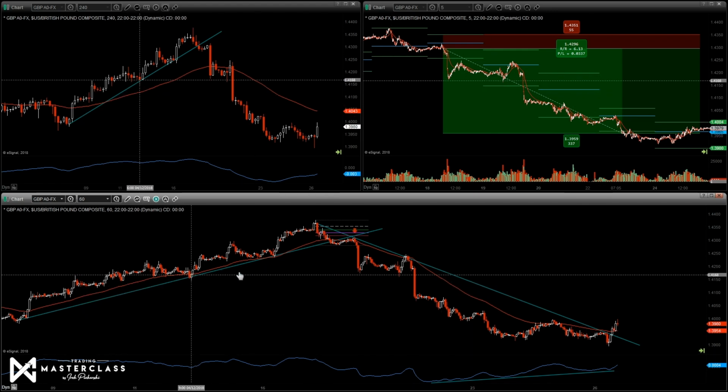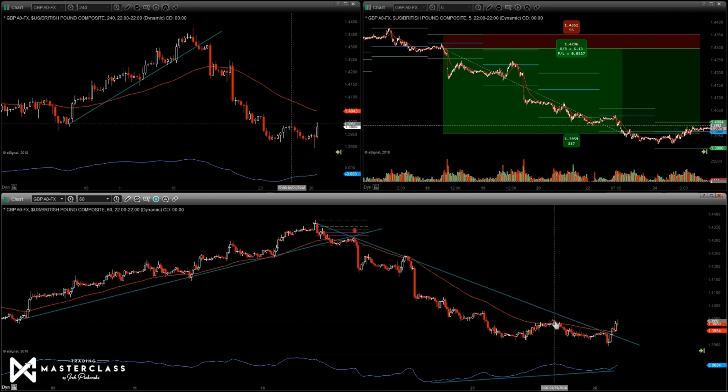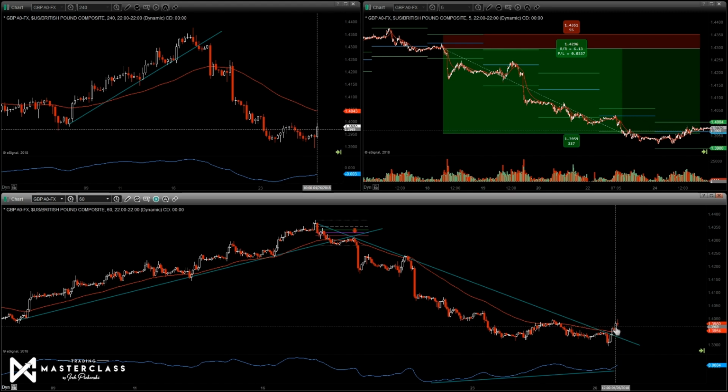One rejection of the 1 hour 50, another rejection, another one, another one. So the 1 hour 50 is a great dynamic support and resistance level. So when price action broke it to the upside, I'm like, okay, time for me to move on, take my profit and move on. And that's what I did.